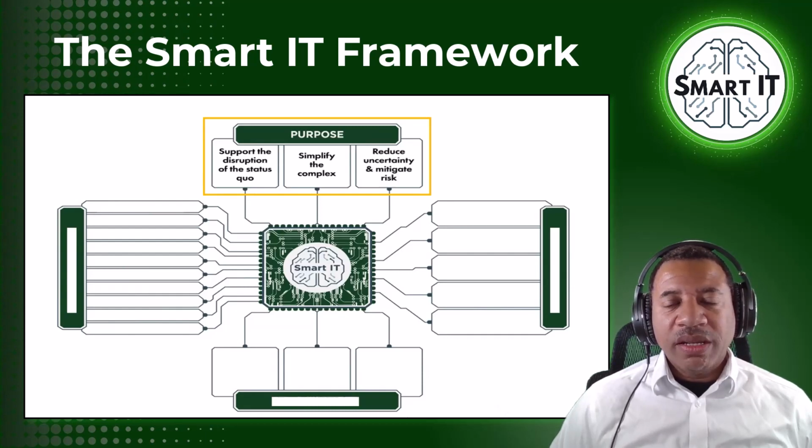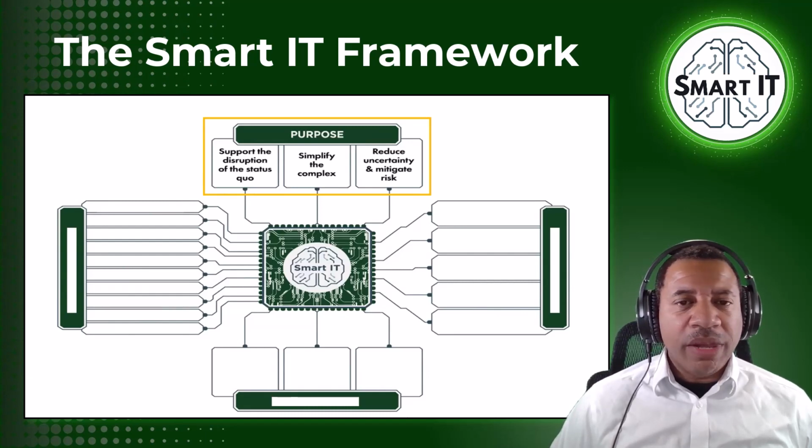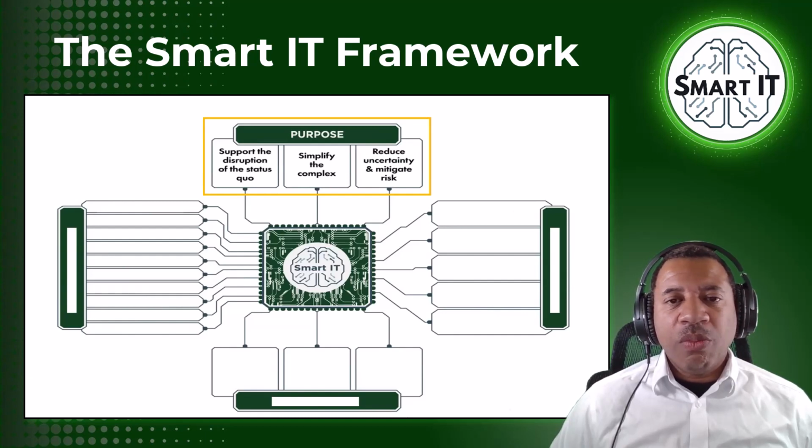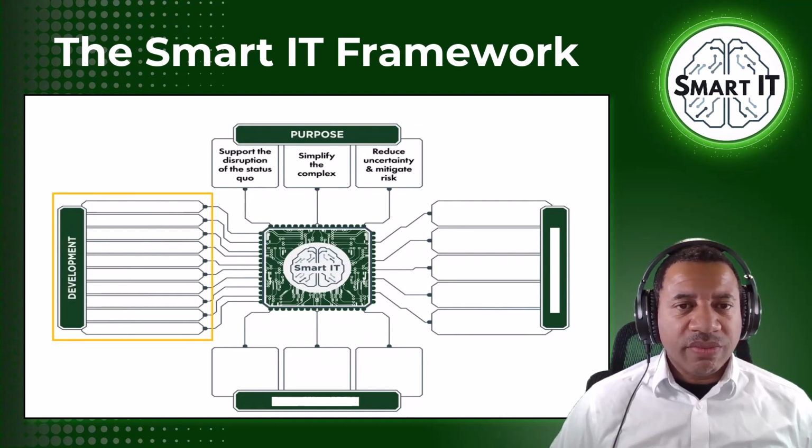The third purpose is to reduce uncertainty and mitigate risk. As the complexity of our IT systems become more and more integrated into every day-to-day life, there are a lot of new risk factors that are introduced, not only for our business, but for the end users of our services. Simply put, Smart IT has 3 purposes: support the disruption of the status quo, simplify the complex, and reduce uncertainty while mitigating risk. The second dimension of the Smart IT framework is development.